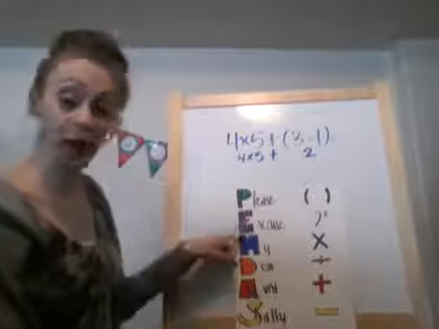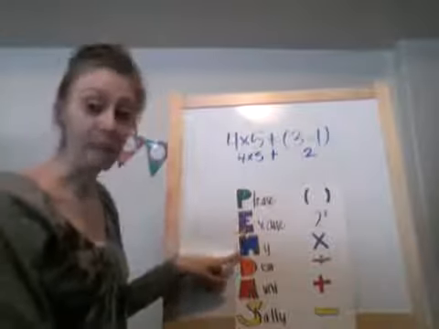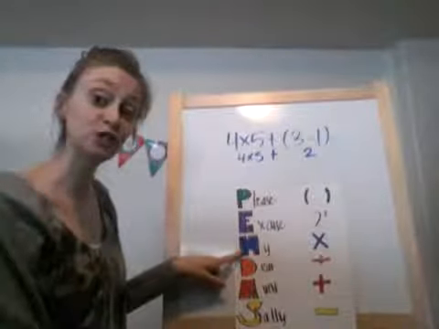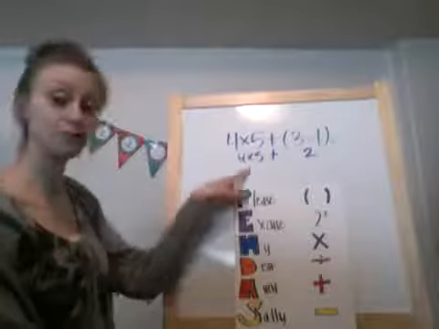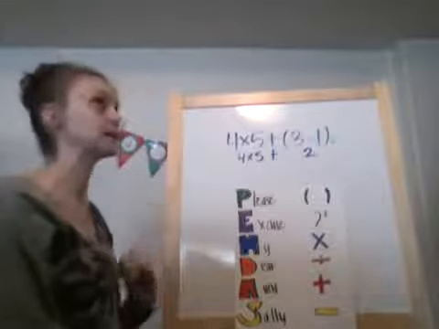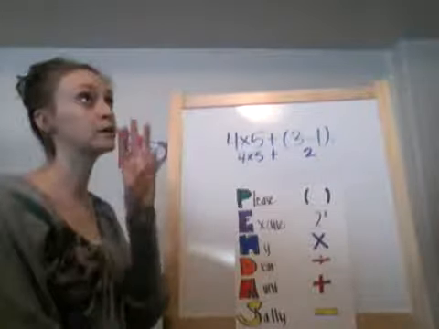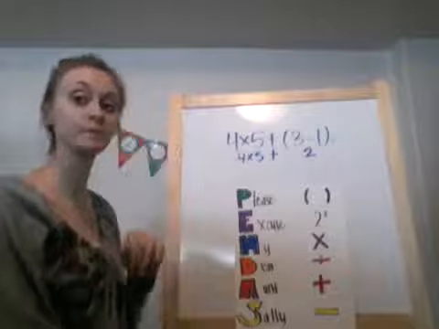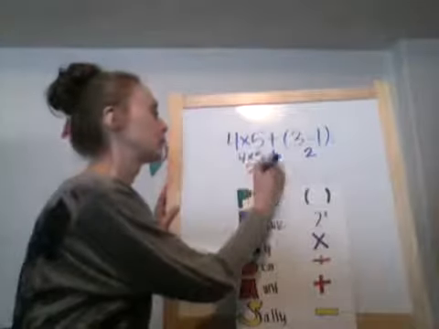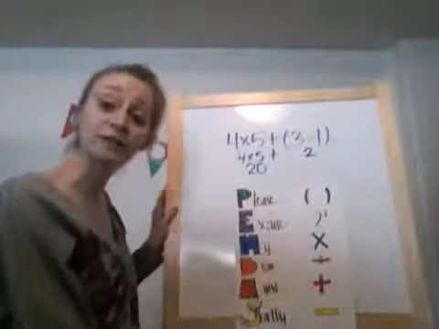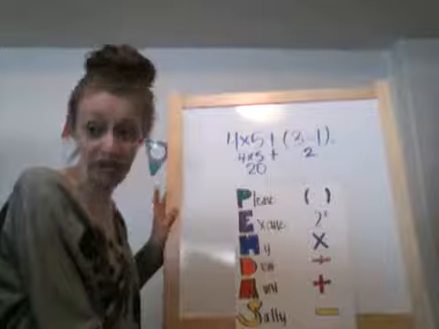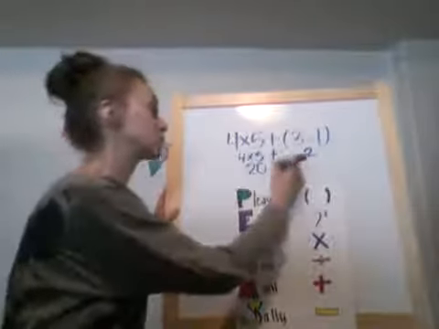Now let's go down. We don't have any exponents. We do have some multiplication we need to do. Okay, so 4 times 5 is, let's see, 4, 8, 12, 16, 20, 20. Now let's write out the rest of our equation so that we don't forget anything else that we need to do.